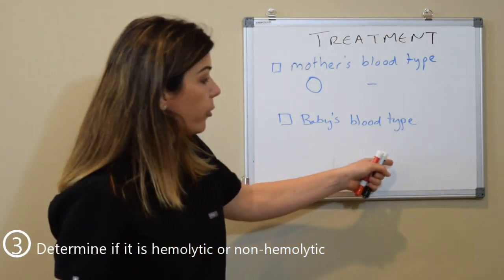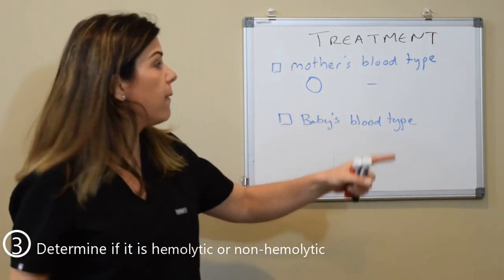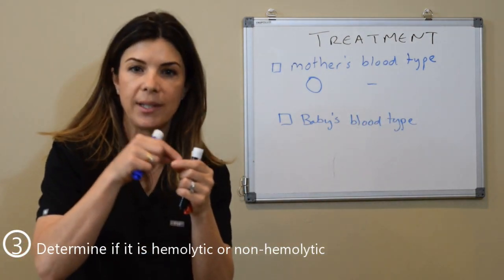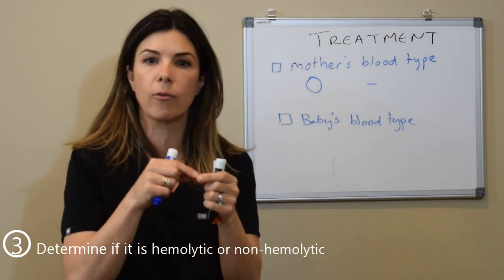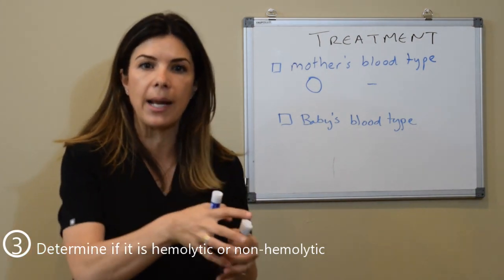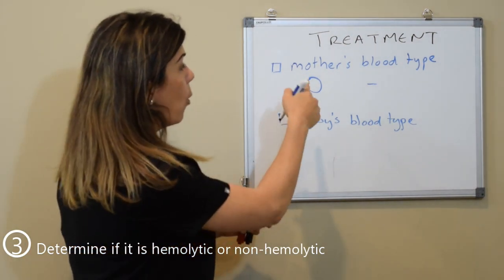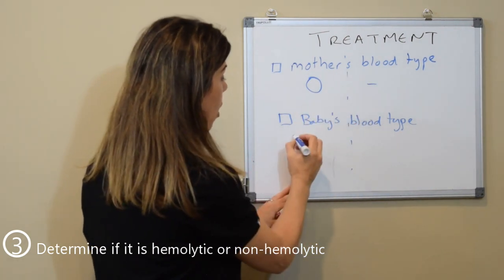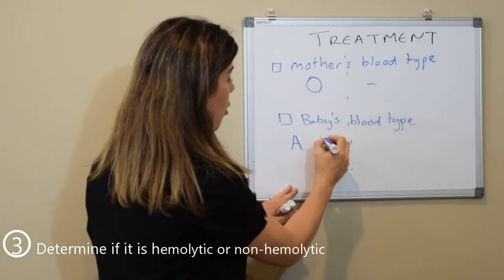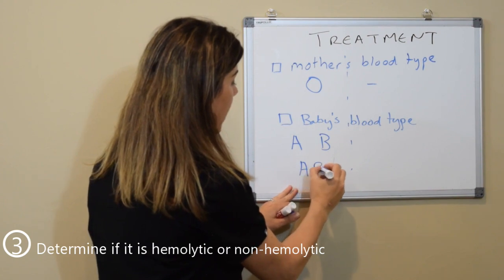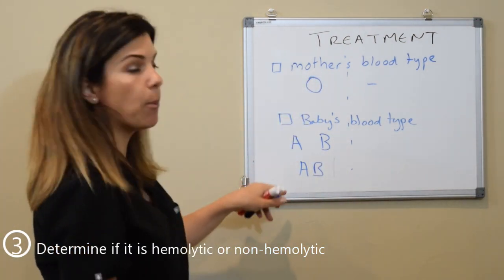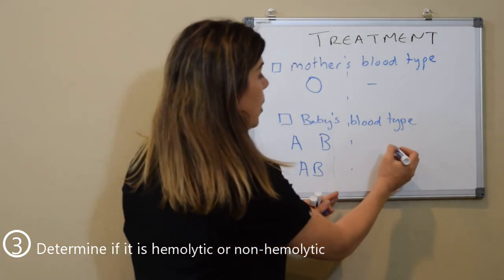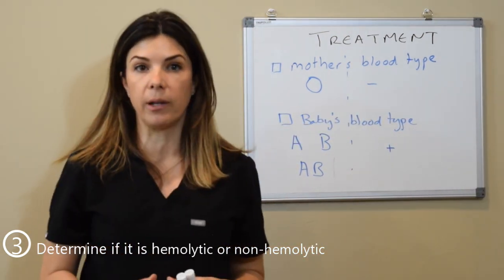If the baby is also negative, same thing. Even if she does have Rh positive antibodies to cross, they've got nothing to attach to on the membrane of the red blood cell of the baby, so it can't actually break down. So we would be worried about the baby. If it's O, we would be worried about an A or a B or an AB, because she would make antibodies against all of those. And if the mother is negative, then we would worry if the baby was positive.